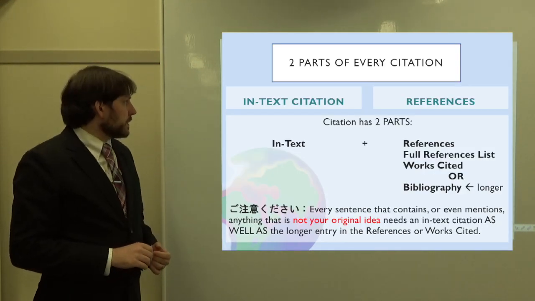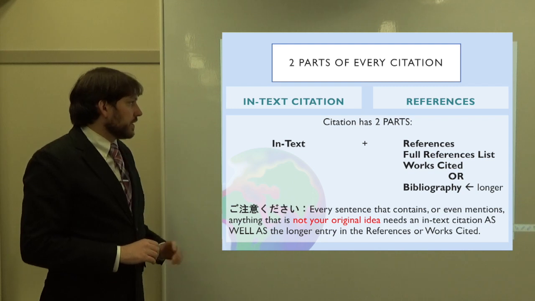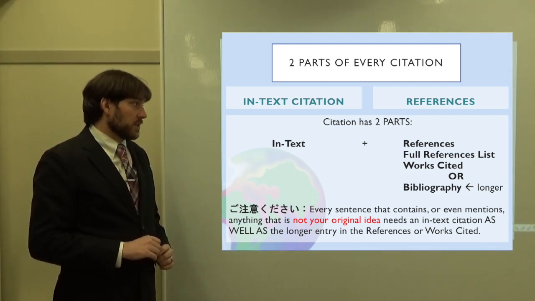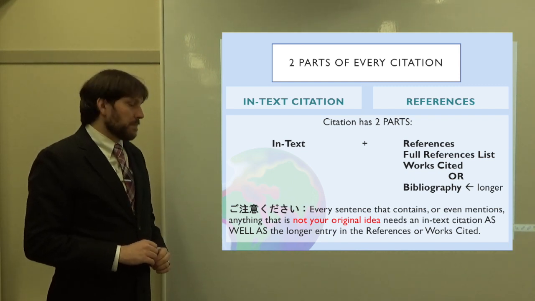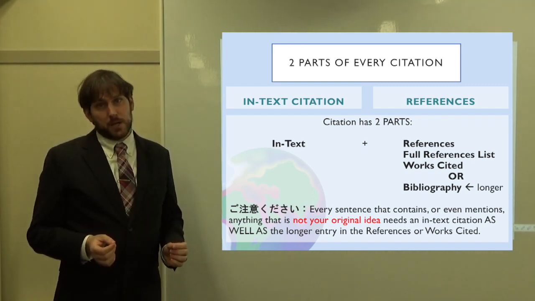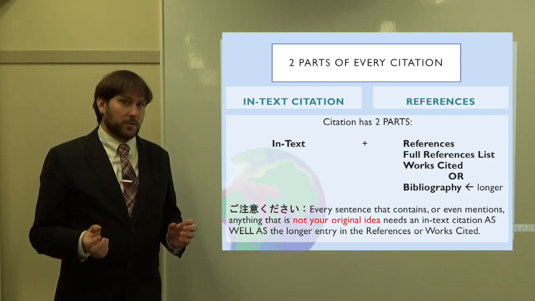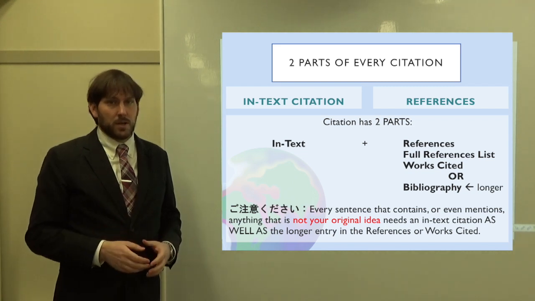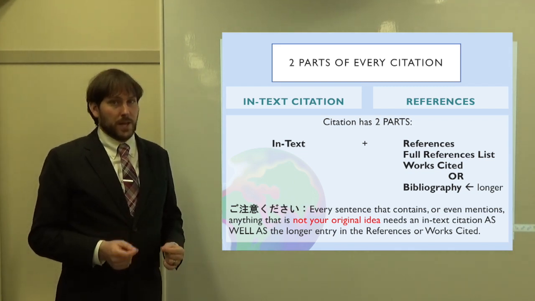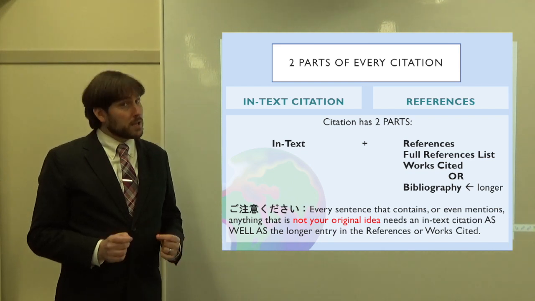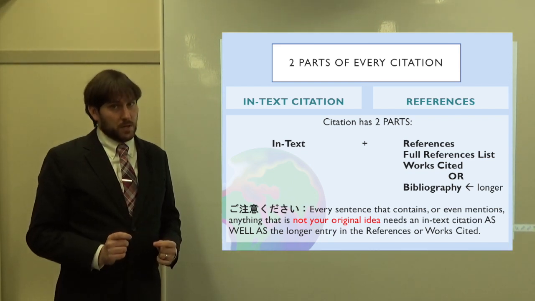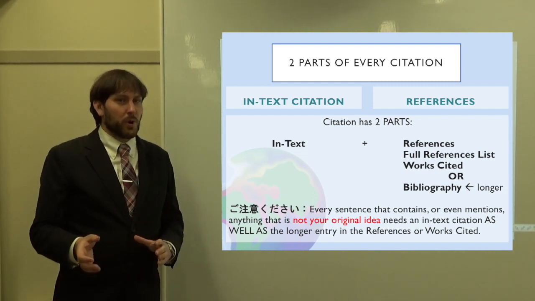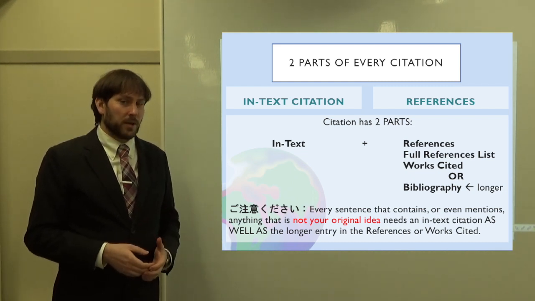So again, there's two parts: the in-text part and then the reference list, which would be either a full reference list, works cited, or a bibliography. A bibliography is longer. Biblos means book and graphy is writing. So a bibliography includes all of the books that you think are important on that topic. So it may include books that you did not use. Some types of books have bibliographies where you write many sources that are related to a topic.